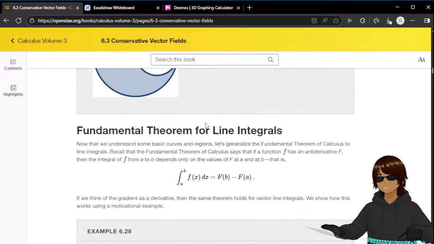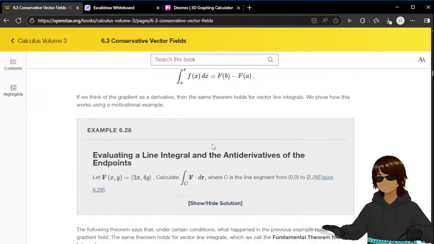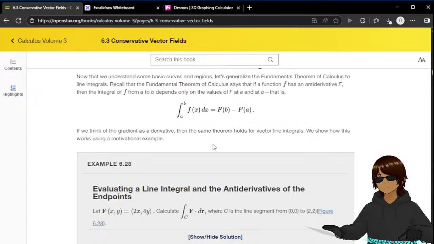Fundamental theorem for line integrals. We now understand some basic curves and regions. Let's generalize the fundamental theorem of calculus to line integrals. Okay, so according to the fundamental theorem of calculus, when we integrate the derivative of a function, we can use the antiderivative at the endpoints.